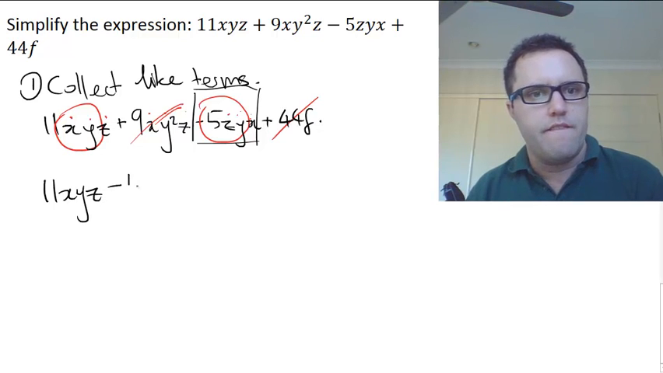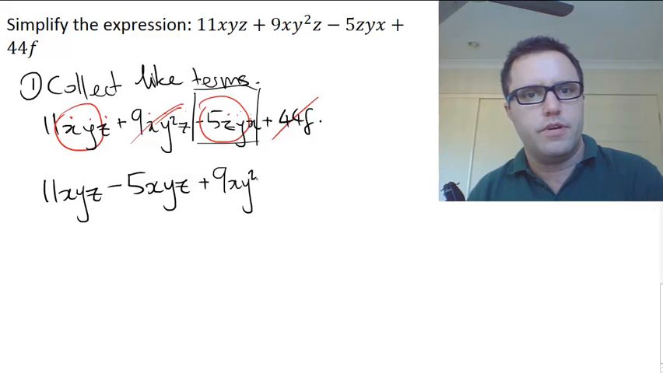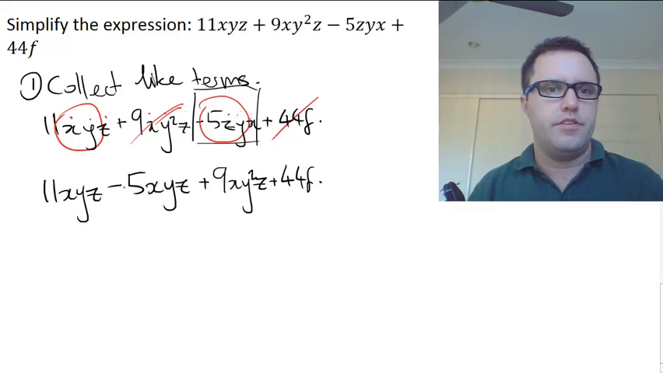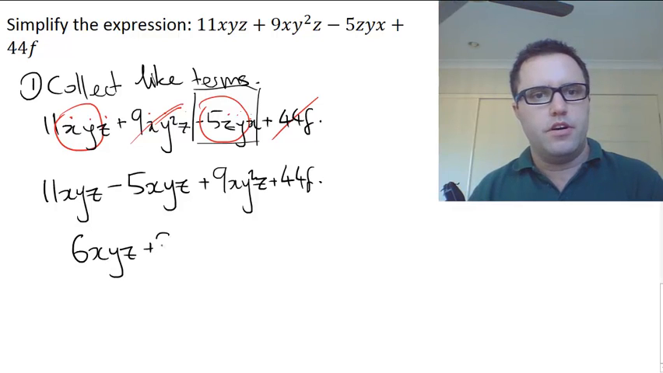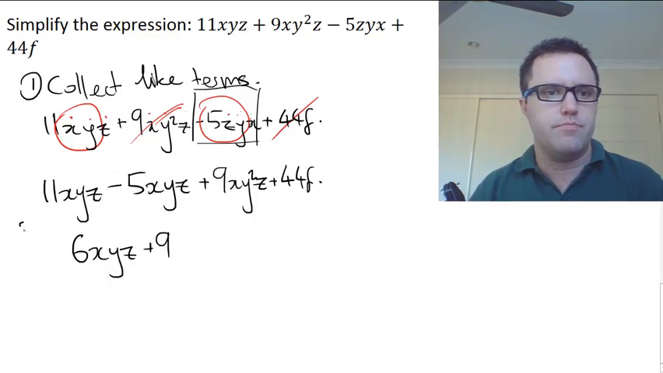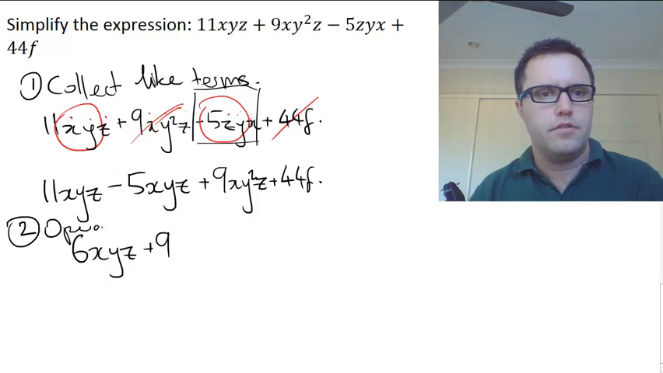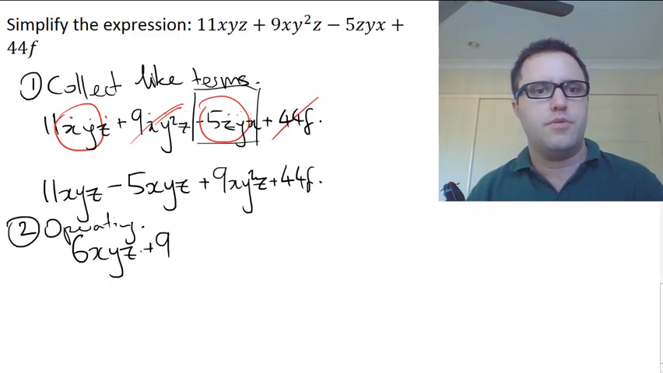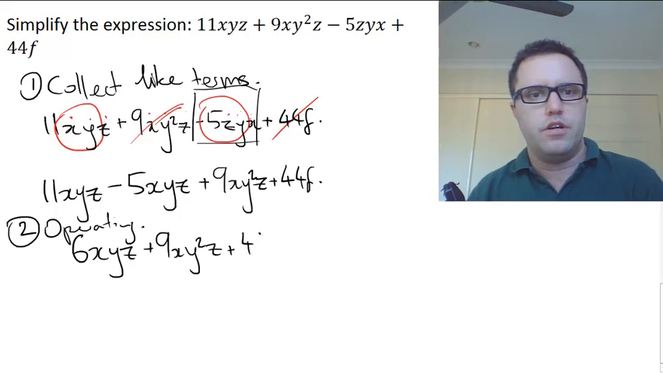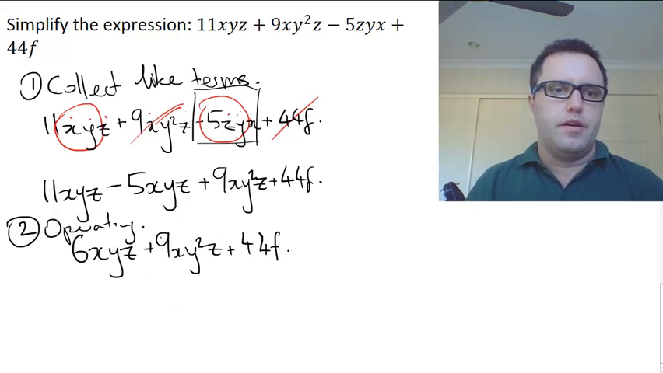11xyz take 5xyz. We can rewrite this in the same way. Usually they go alphabetically. 11xyz take 5xyz plus 9xy squared z plus 44f. Okay, 11 minus 5 is 6, so we have 6xyz. Sorry, that was collecting. Now we're on to part 2, operating. 6xyz plus 9xy squared z plus 44f. And we're done. That's all the simplifying you can do.